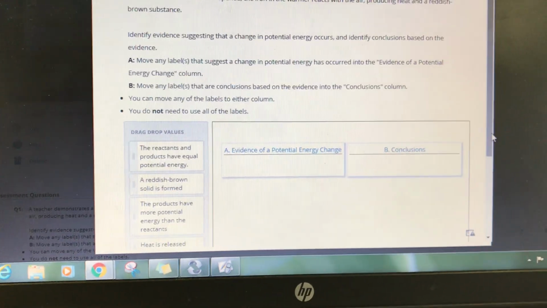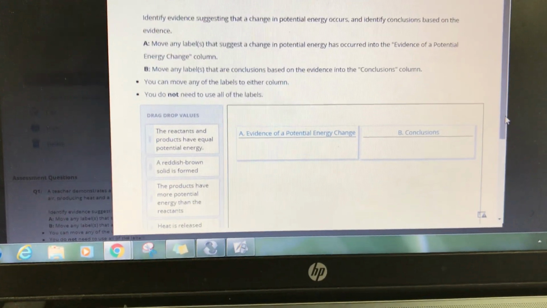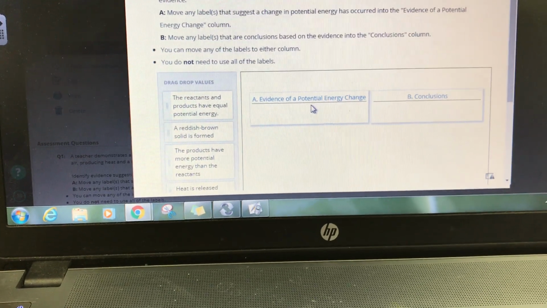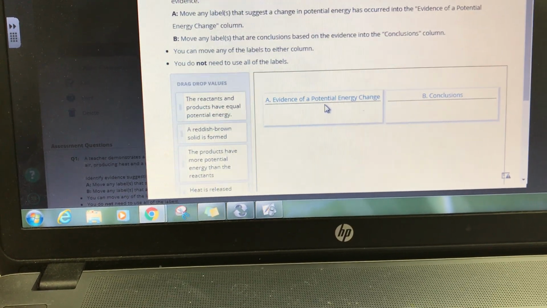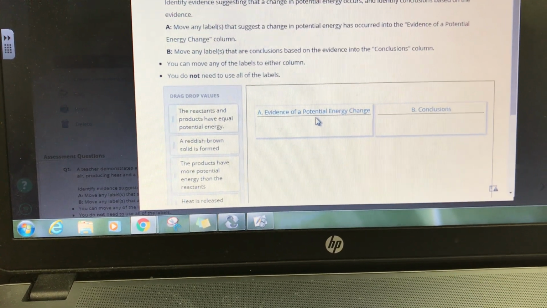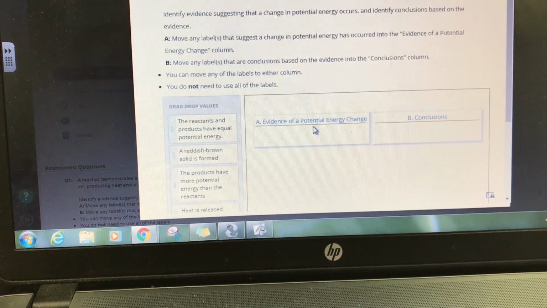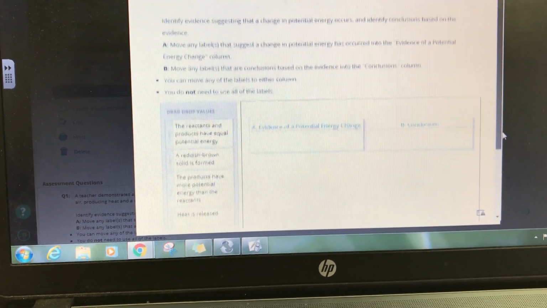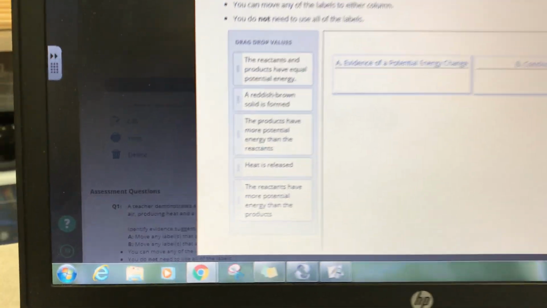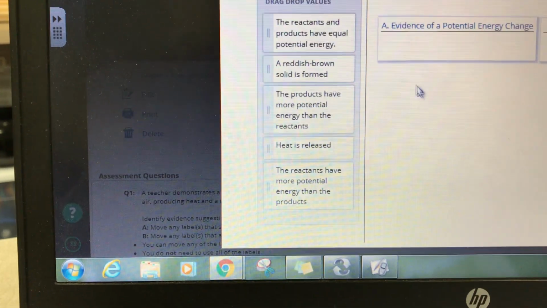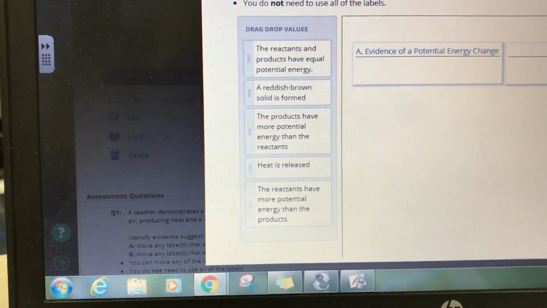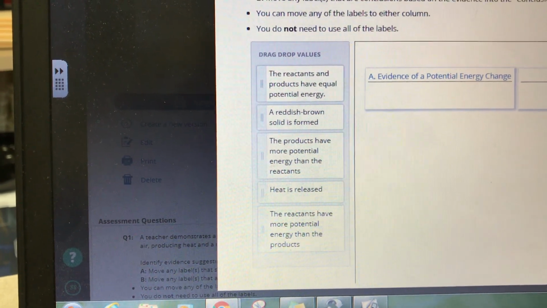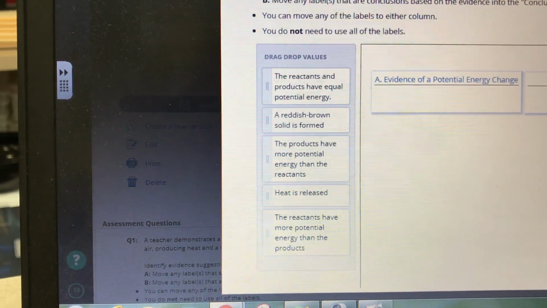Okay, so look at this question again. We need to know what pieces of evidence there were in order for this potential energy to have changed. Okay, so think about these hand warmers. There were two pieces of evidence. What did we see or what did we feel? Okay, so you think about that.